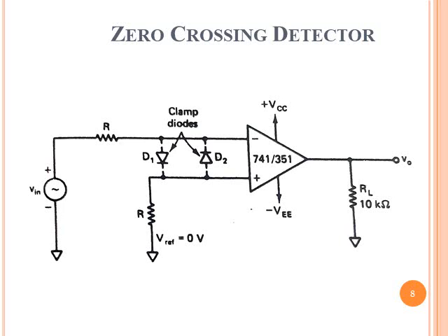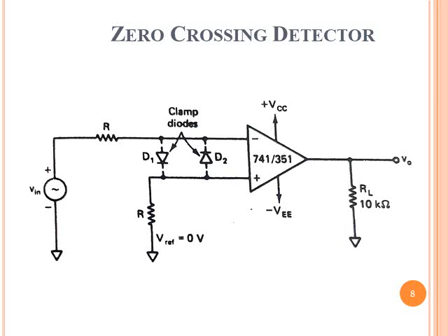And this is the zero crossing detector. This is a special case of the voltage comparator where the reference voltage is reduced to 0 volt. Again, protective diodes are connected there to limit the excessive voltage. Resistors are used to control the current.